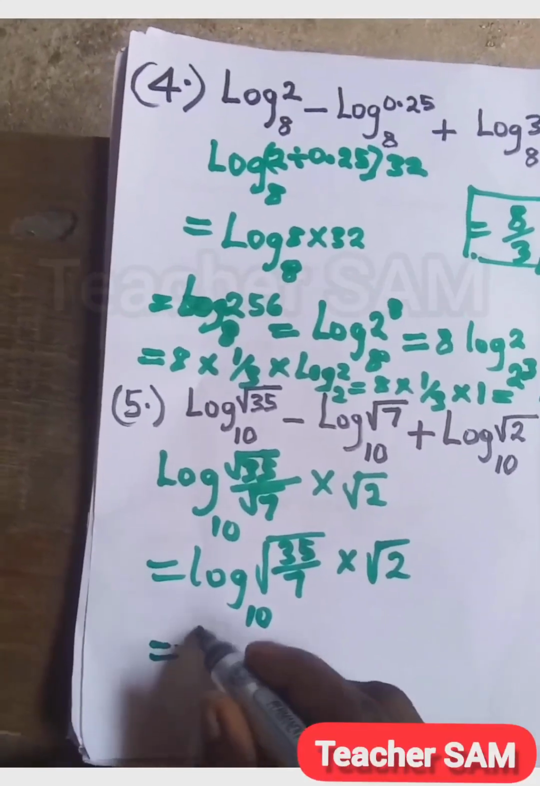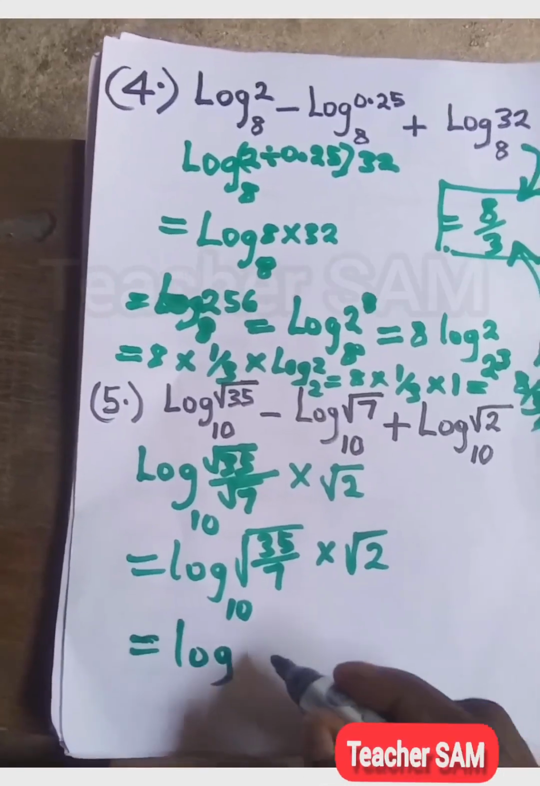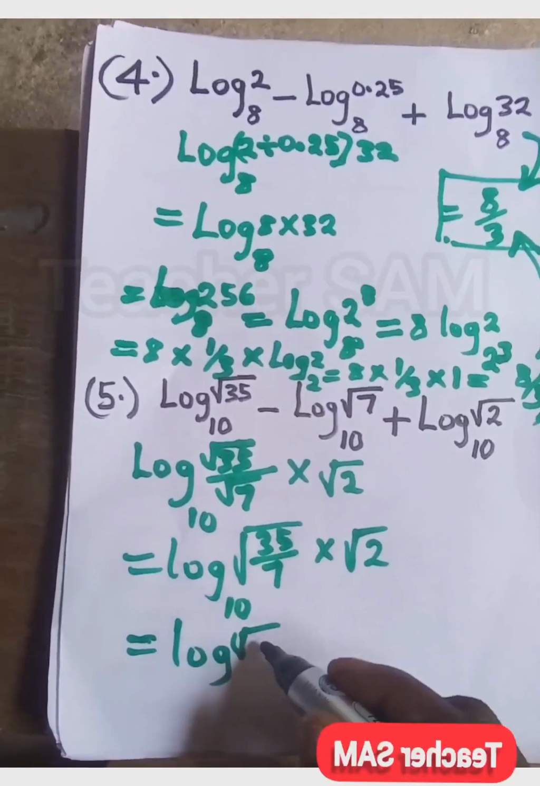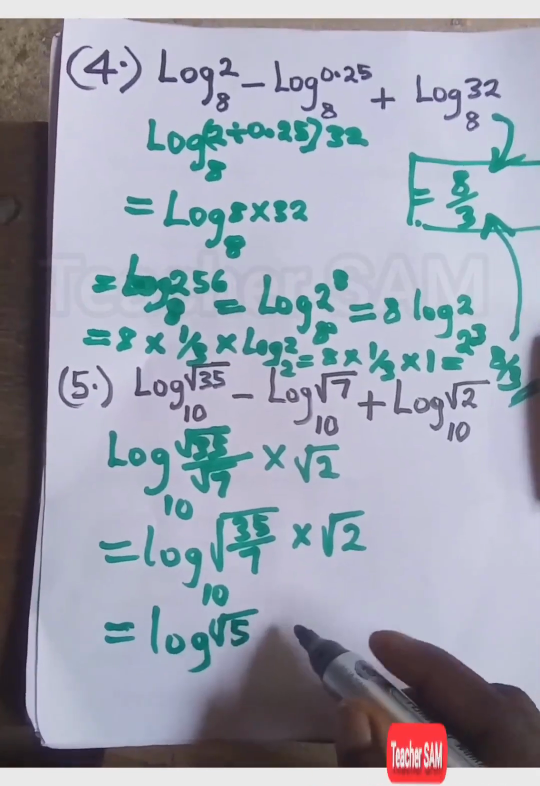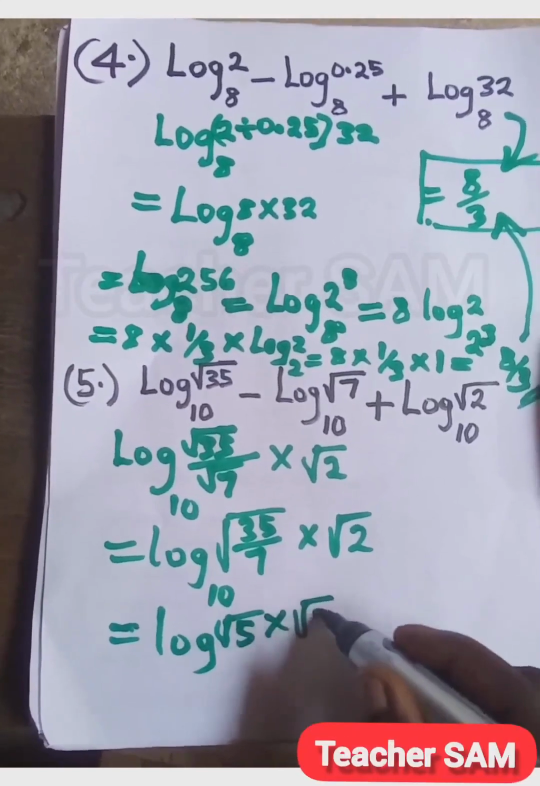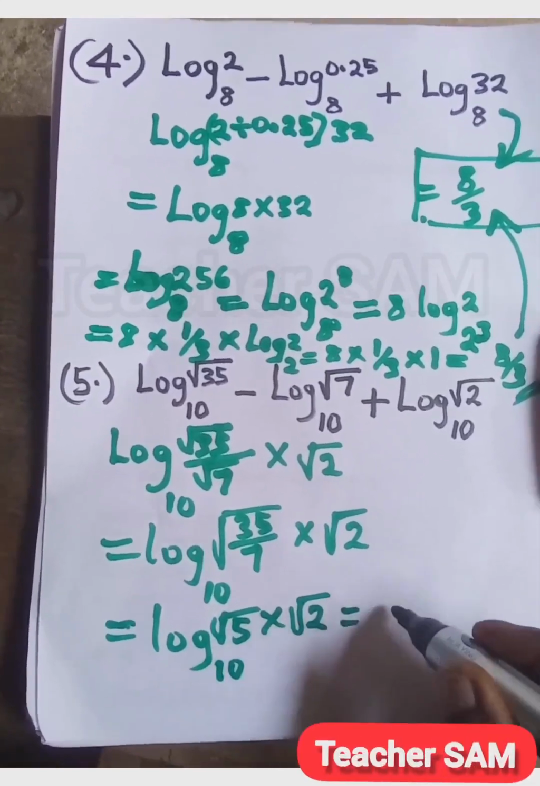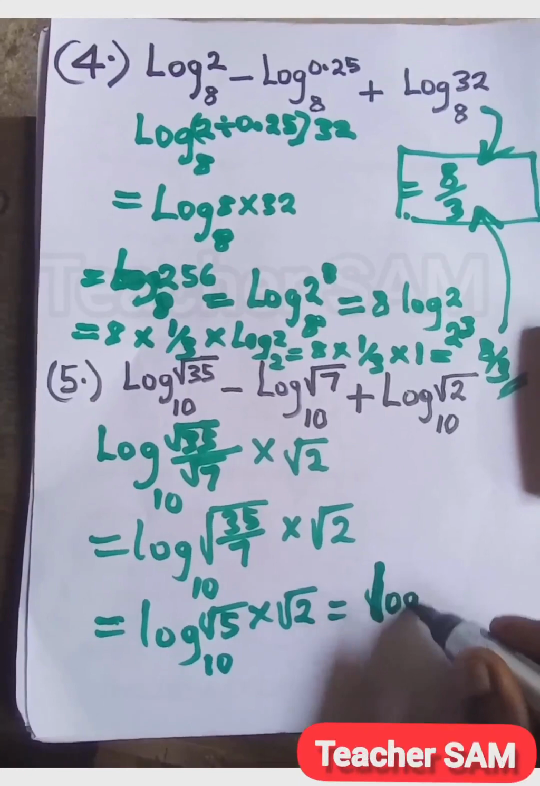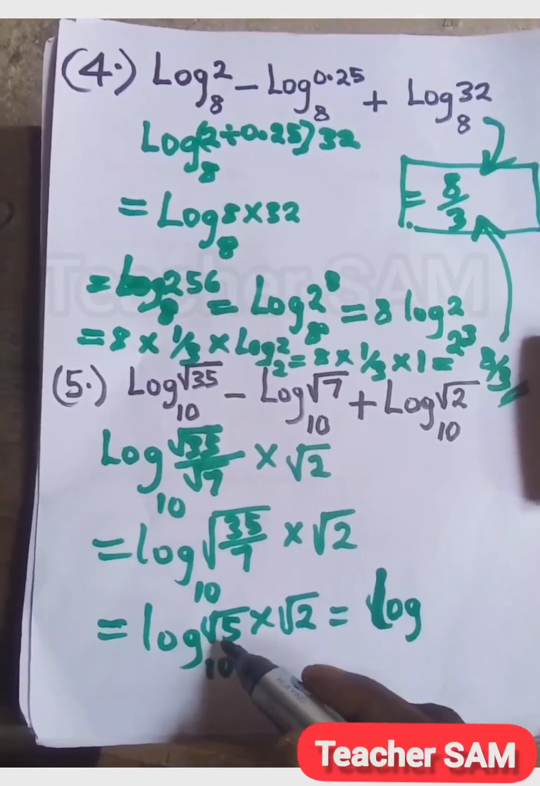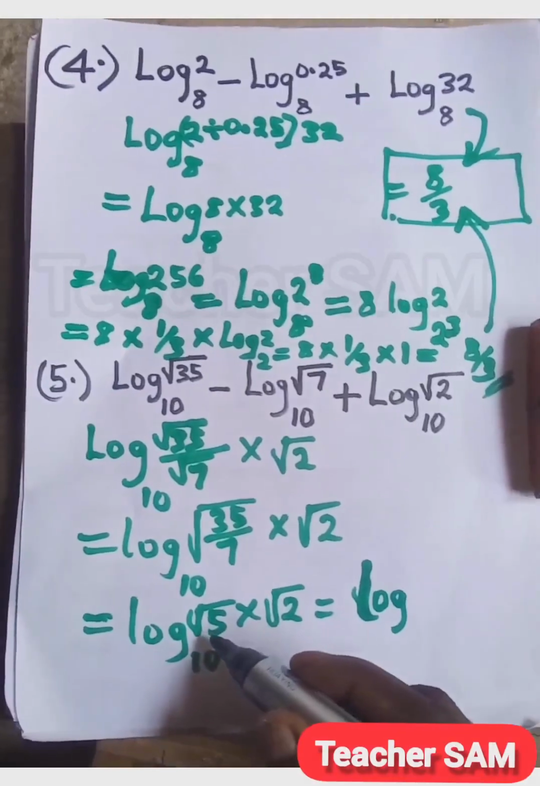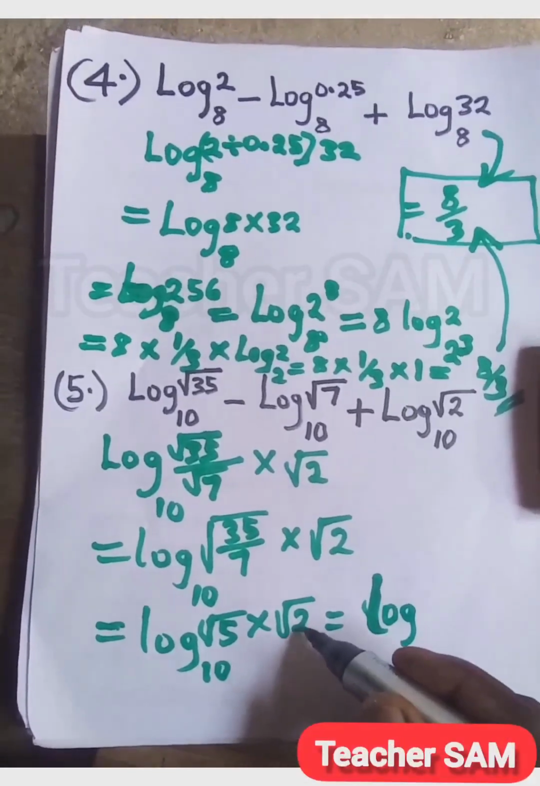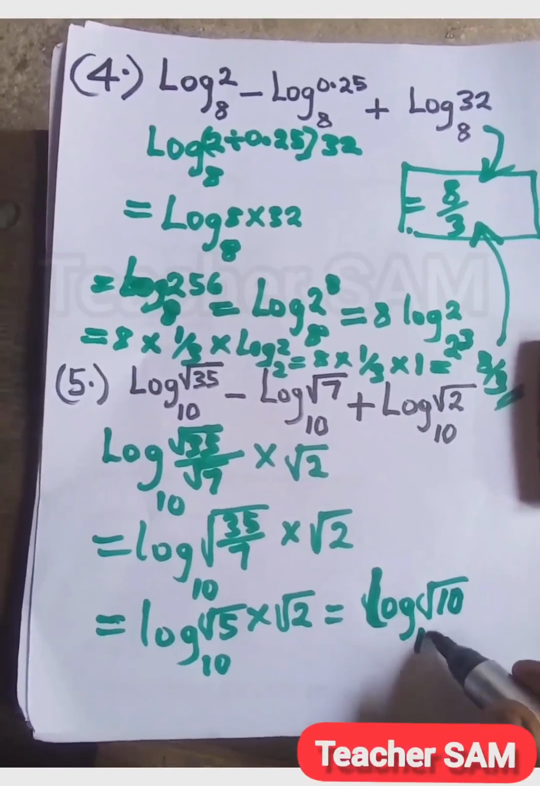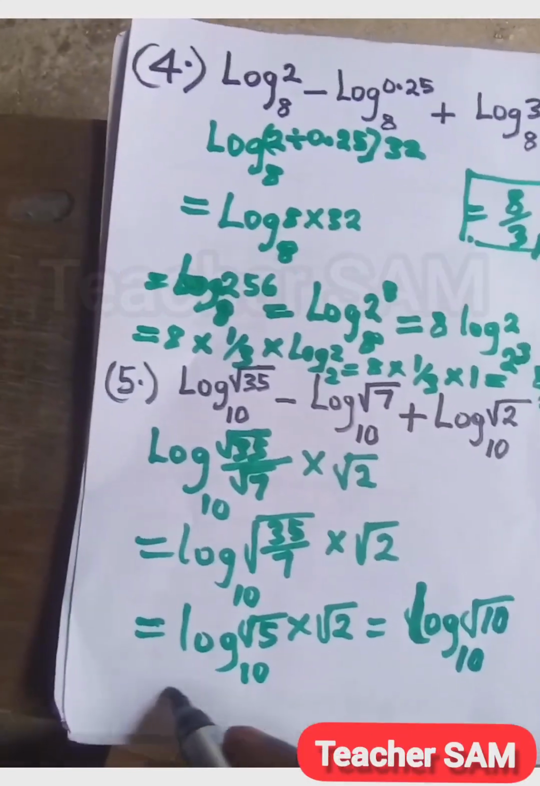So if I do that, I will now have log. Now 35 divided by 7 is 5. So that will be root 5 times root 2 to base 10, which will now be equal to log of root 5 times root 2. You know that when you multiply a root by a root, and these numbers are different, that will be root 10 to base 10. You have that. Now we continue with that.